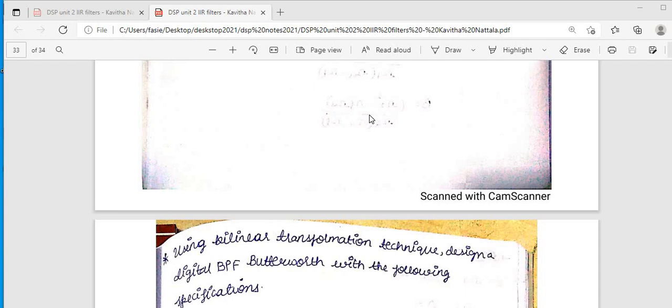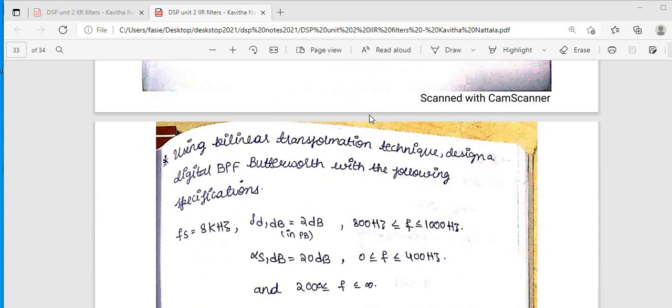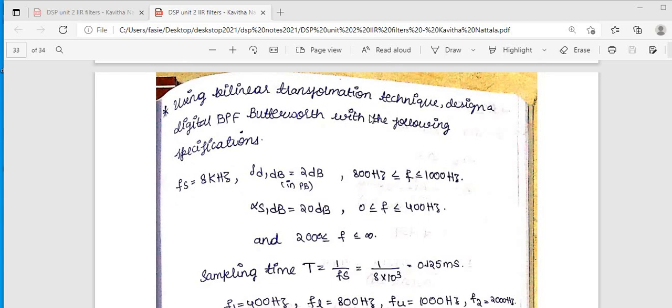So let us see one problem. How do we get that? Using the bilinear transformation technique, design a digital band pass Butterworth filter. By using which technique are we designing? The bilinear transformation technique, with the Butterworth approximation, and with the following specification.